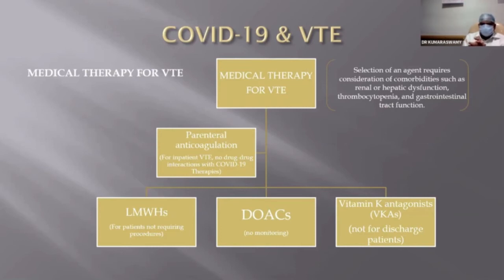In case you are not able to take direct oral anticoagulation, you can always go for a single dose of low molecular weight heparin even after discharge as prophylaxis. So selection of the agent always requires consideration of comorbidities such as renal or hepatic dysfunction, thrombocytopenia, and gastrointestinal tract function. I already mentioned in the previous slides which drug to prefer in renal or hepatic dysfunction, thrombocytopenia, or dyspepsia.